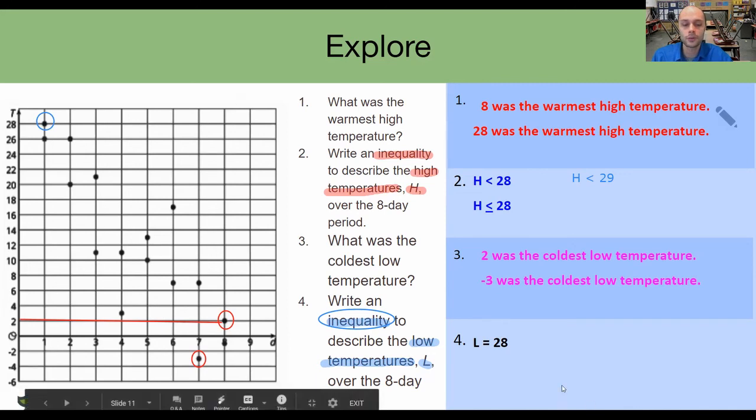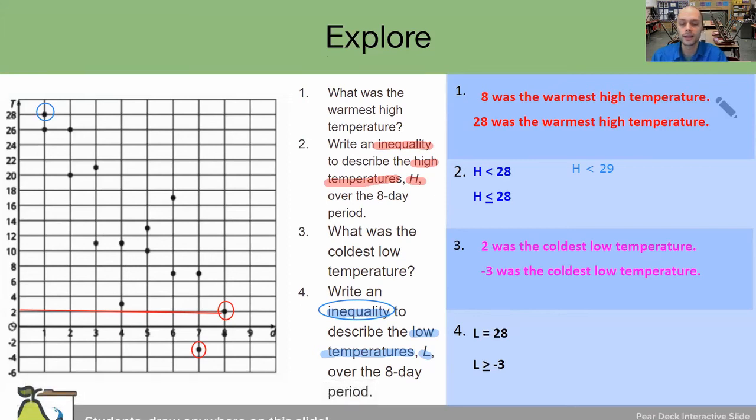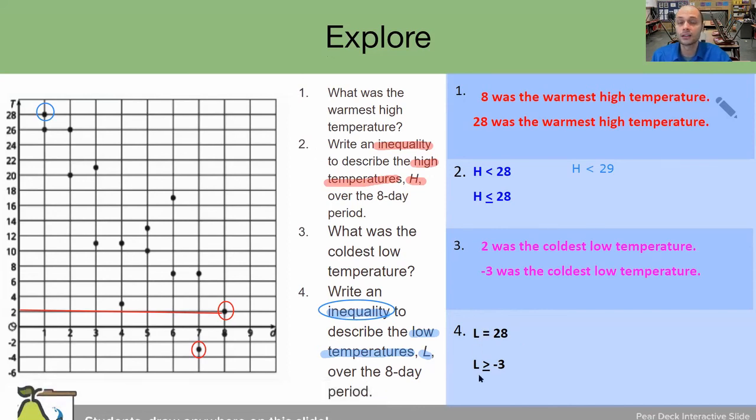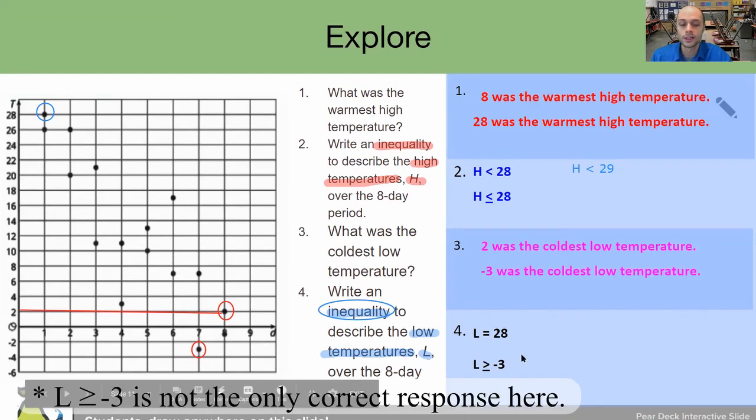Let's take a look at what we have here. Let me know, is this answer correct? Please pause the video. All right, welcome back. If you said this answer is correct, then you are correct. Now let's take a look at it. This is saying that L has to be greater than or equal to -3. So that means we're going to include -3, which is our coldest low temperature. And also we're going to include everything that is greater than it, the higher temperatures as well. So this inequality is going to satisfy this question.